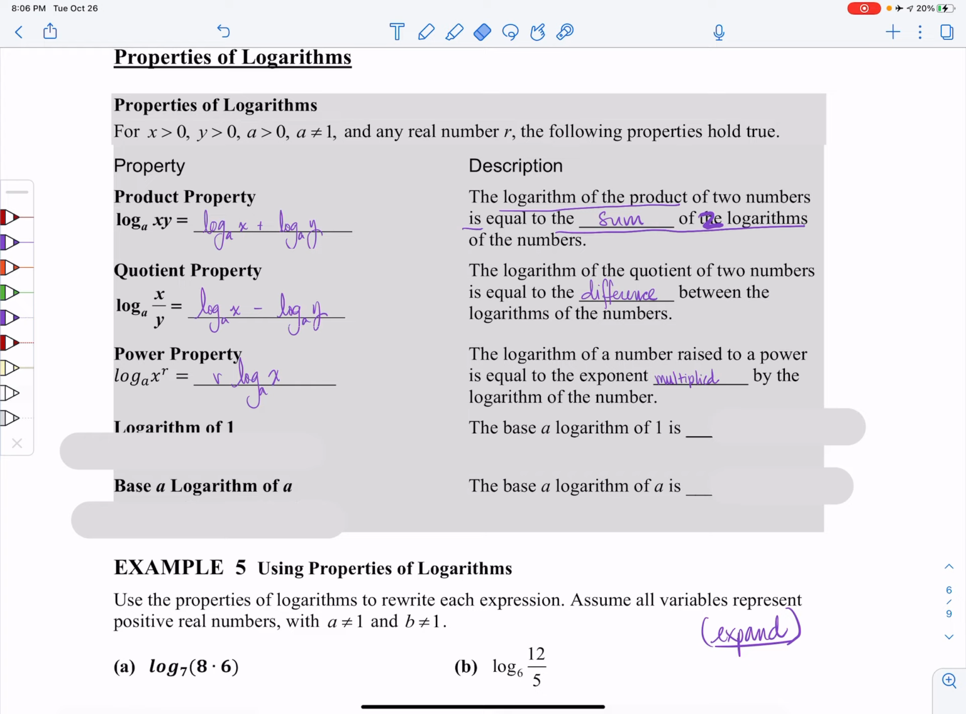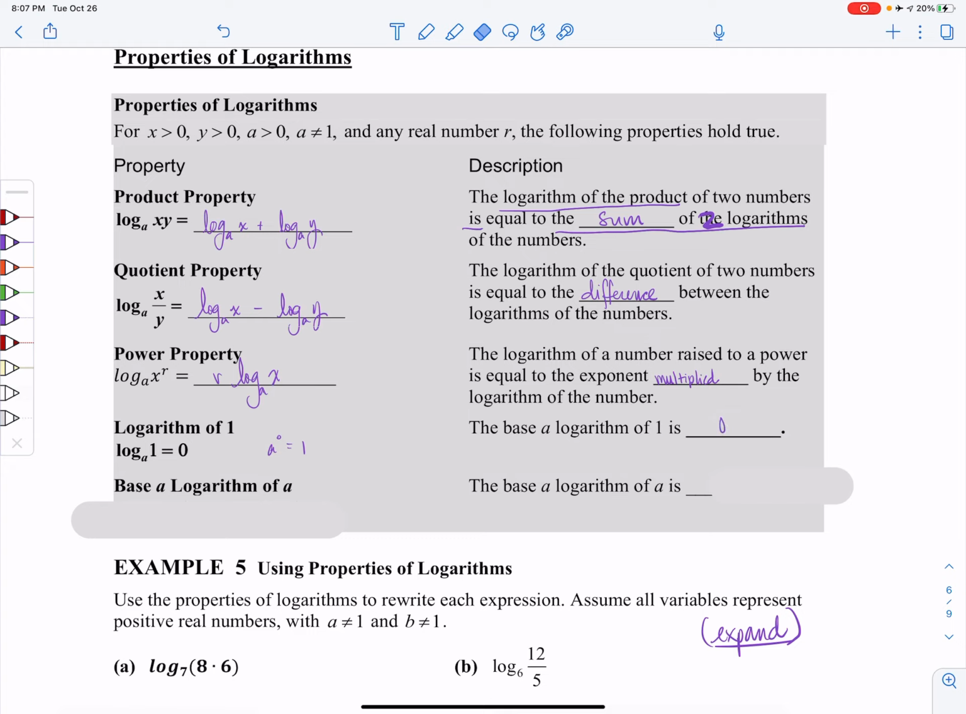All right, the log of 1 is always going to be 0. Think about why that's true real quick. If you change this log into an exponential, it looks like a raised to the 0 power equals 1. So the log of 1 is always going to equal 0.